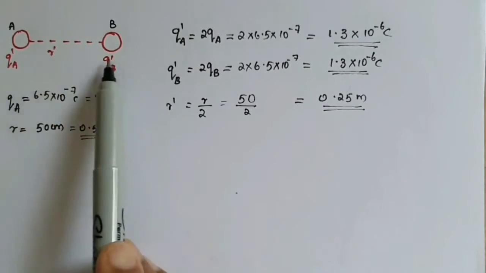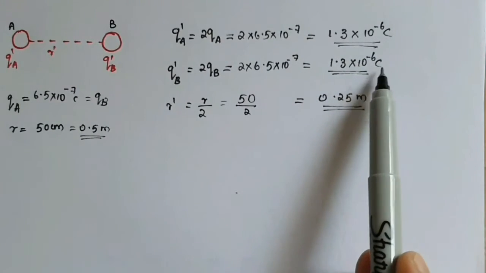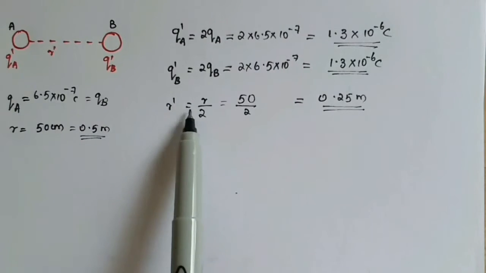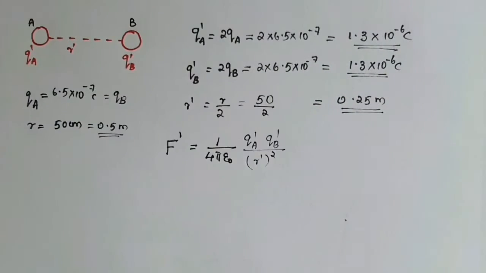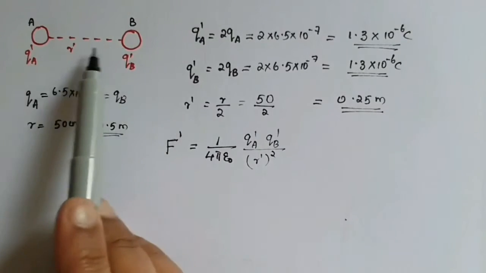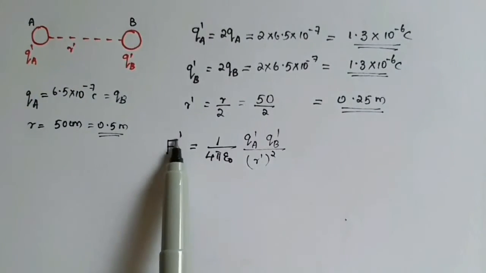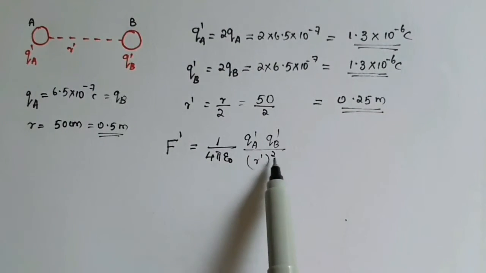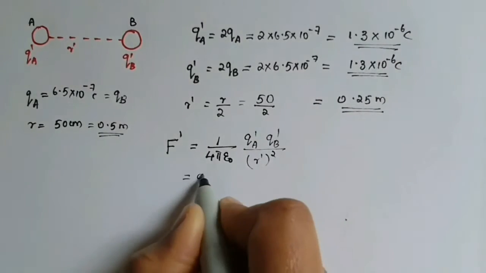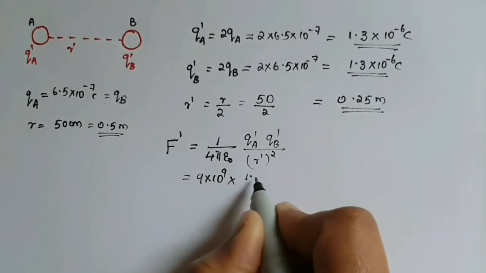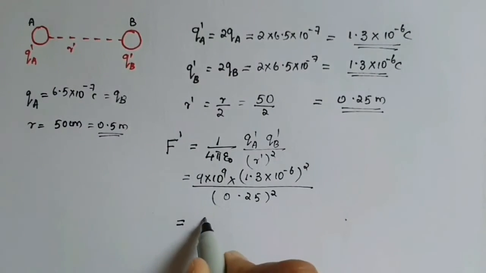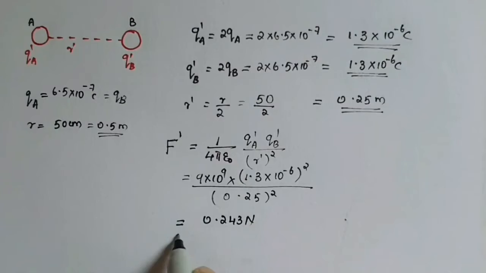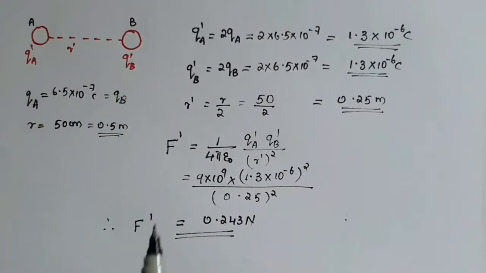Therefore, the new charges on the copper spheres are 1.3 into 10 raised to minus 6 coulomb and the distance between them r prime is equal to 0.25 meter. According to Coulomb's law, the new force of repulsion between these two copper spheres F prime is equal to 1 by 4 pi epsilon 0 QA prime QB prime by r prime square. Now substitute the values. Equal to 0.243 Newton. Therefore, the new force of repulsion between these two copper spheres A and B is F prime is equal to 0.243 Newton.